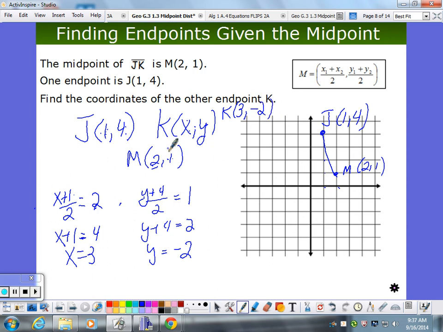And I do a check just to make sure. Did I do this right? 1 plus 3 is 4 over 2. 2. 4 plus negative 2 is 2. 2 over 2 is 1. That works.